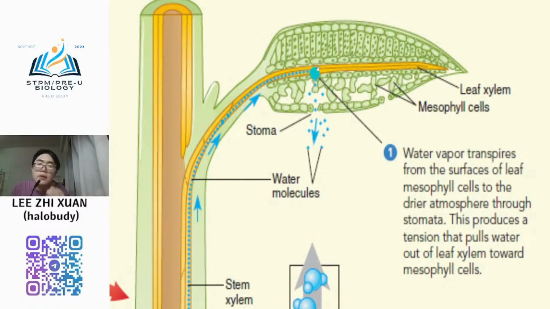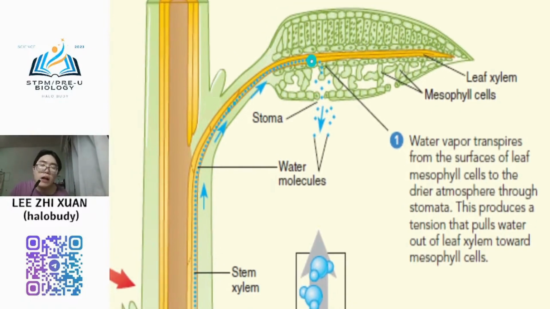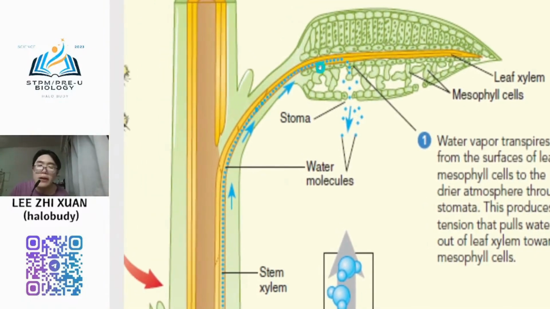So the water molecules in the leaf xylem vessel are at high water potential, and they will go to the low water potential area to replace the water molecules in the space of the mesophyll cell. The water molecules will be diffused out from the leaf xylem vessel into the leaf, and this will create the pulling process, meaning that the water molecules will be pulled.